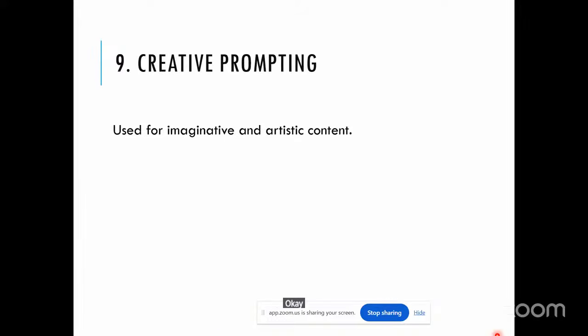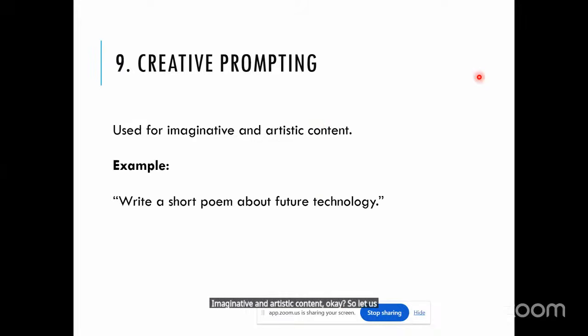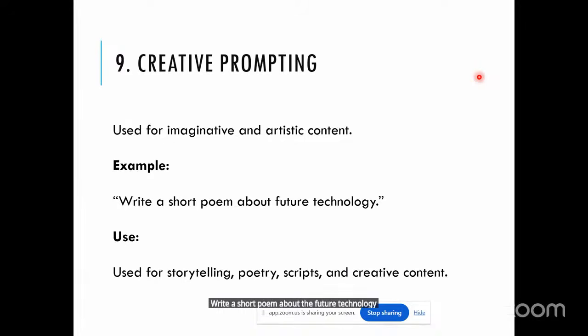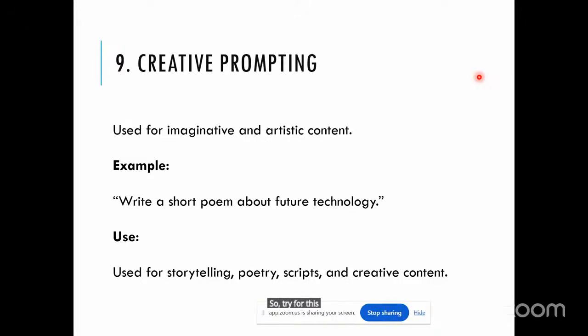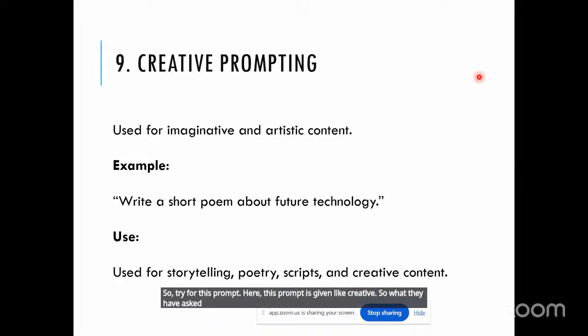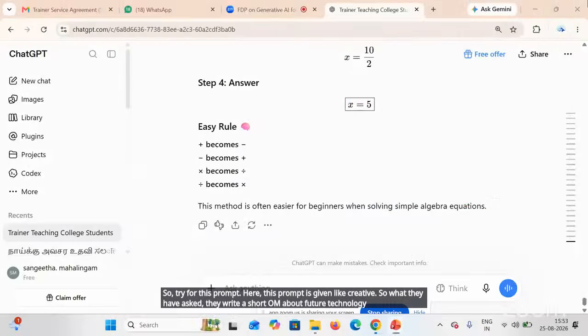Okay. So next is creative prompting. So this is used for imaginative and artistic content. Okay. So let us see. Write a short poem about the future technology. So creative prompting is used for storytelling, poetry, scripts, and creative content. So try for this prompt. Here, this prompt is given like creative. So what they have asked: write a short poem about future technology. So try for this.